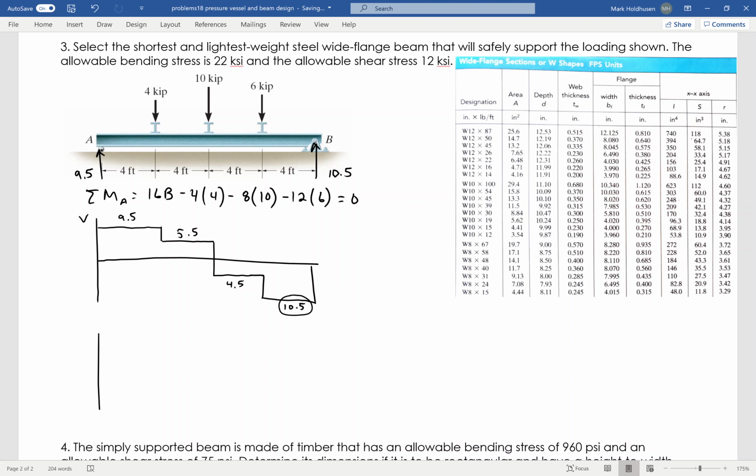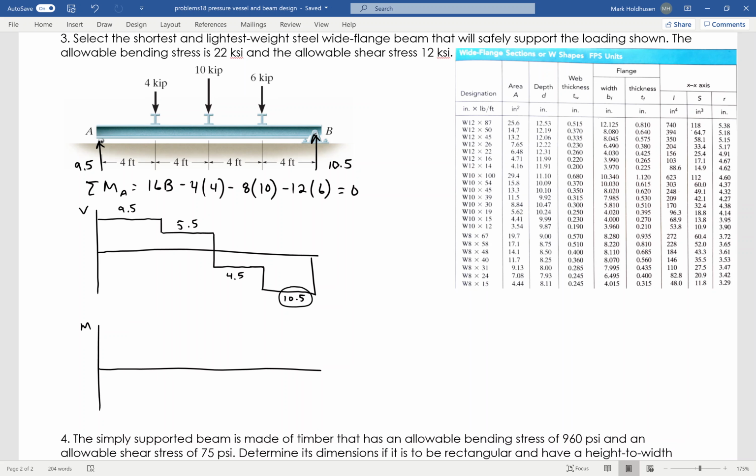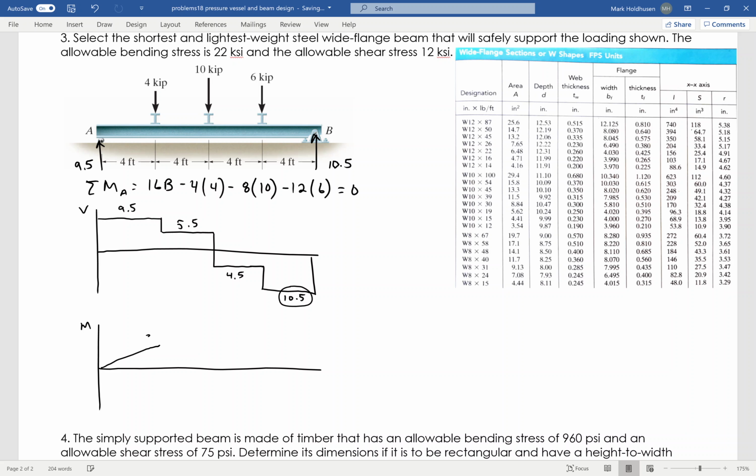We're going to need that to make sure that it does not break in shear. Do the same thing for my moment diagram. I know it's going to start and stop at 0 because there are no moments there. These are all just going to be linear plots with slopes of 9.5, 5.5, negative 4.5, and negative 10.5. So it'll start like this, going up to here, and that's going to be 38, which I get by taking 9.5 times 4. Now it's going to have a narrower slope of 5.5. 5.5 times 4 is 22, which takes that up to 60.